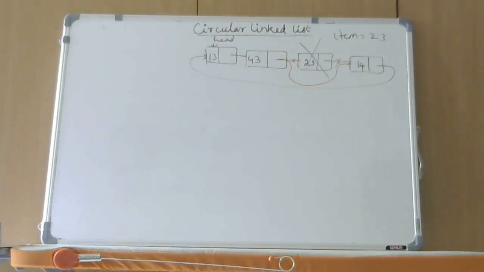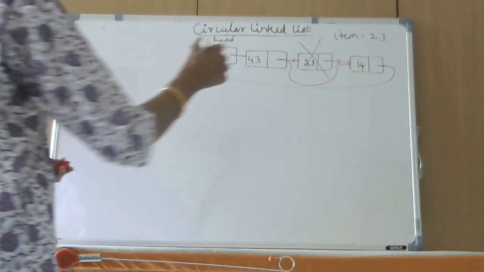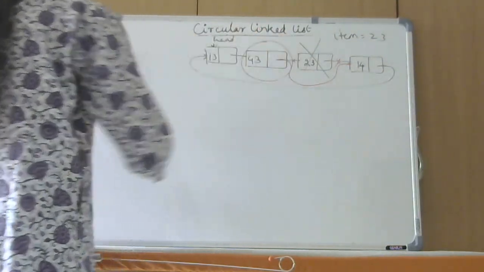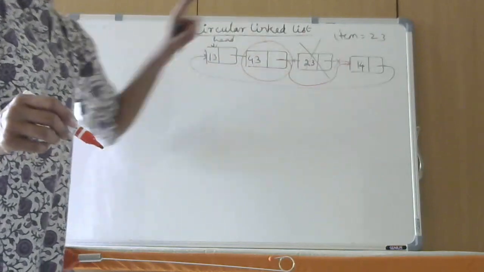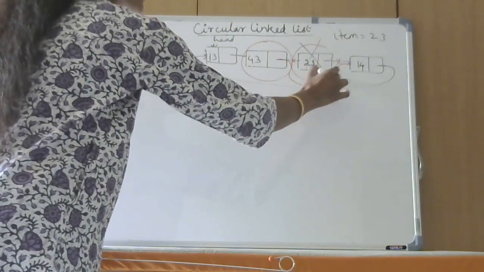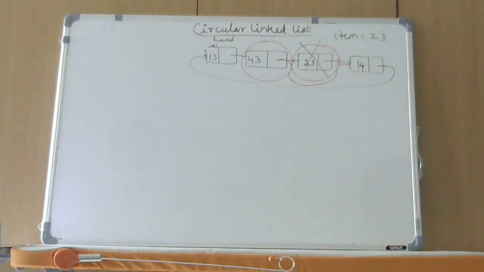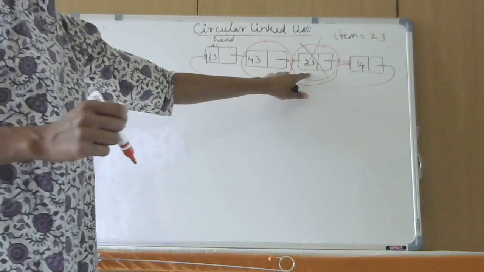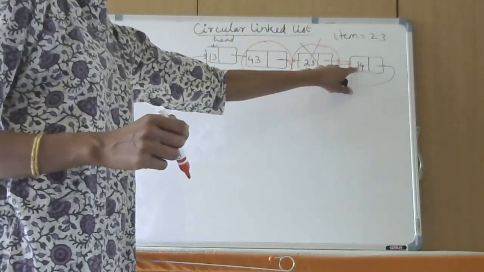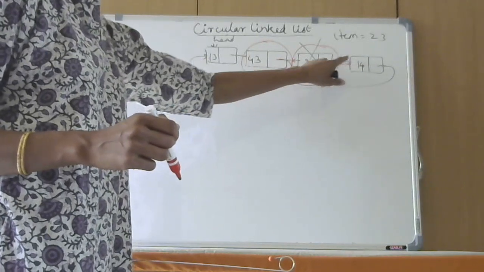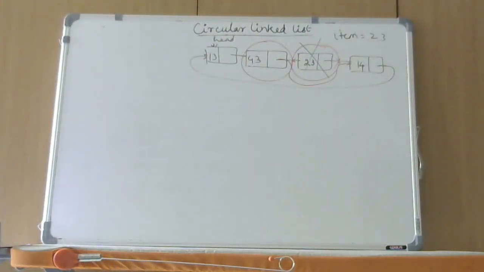Correct? Now, what are the nodes I should access? I should be able to access 43, because next of 43 should be linked to next of 23. I want to delete 23, so I should be able to access 23 also. So these two nodes, 43 and 23, I should be able to access, because I am deleting 23 and next of 43 should be connected to this node. How do I access this node? This node is nothing but next of 23. Right? So how do we do it?